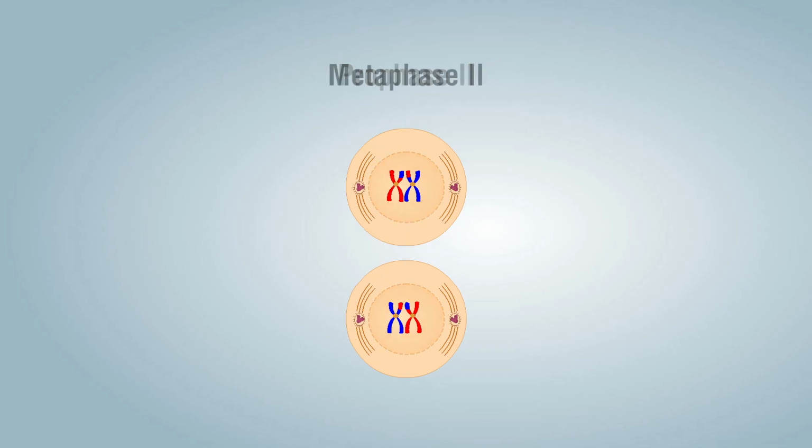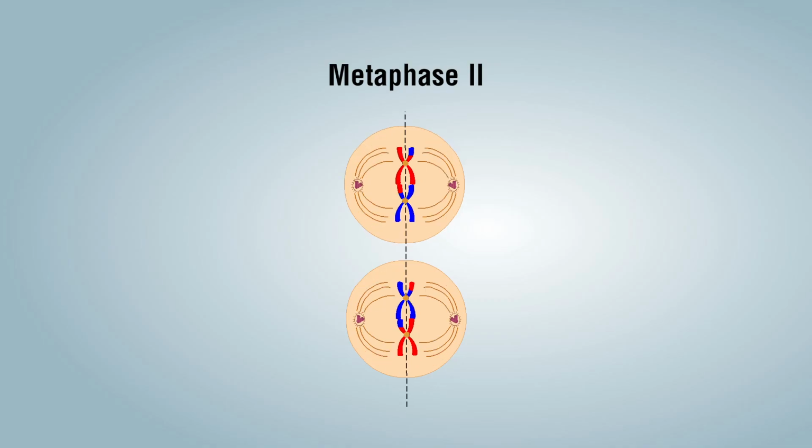Moving on to the next phase, which is Metaphase II. The chromosomes align at the equatorial plane, forming the metaphase plate. Spindle fibers connect to the kinetochore of each sister chromatid. One sister chromatid faces each pole with their arms divergent.